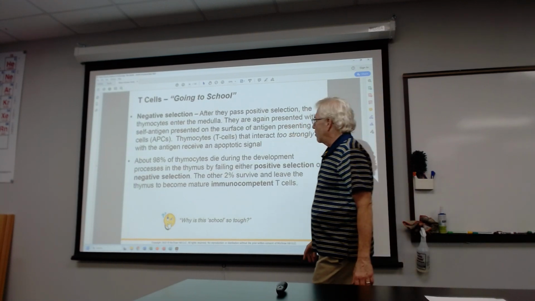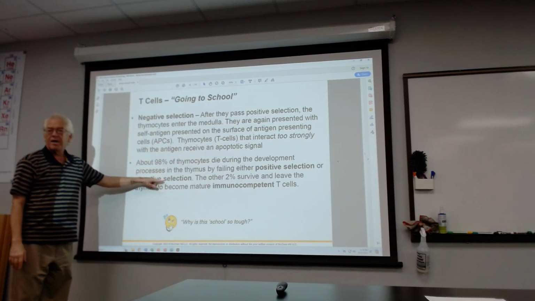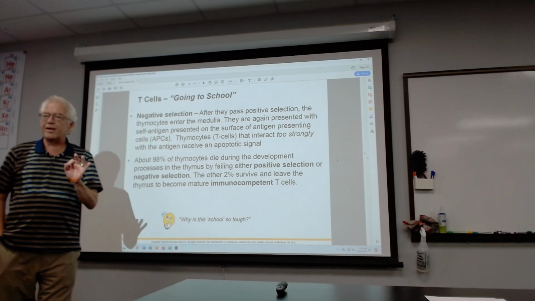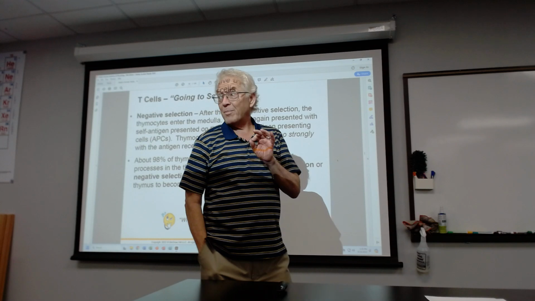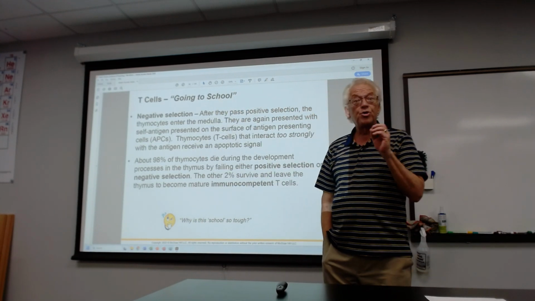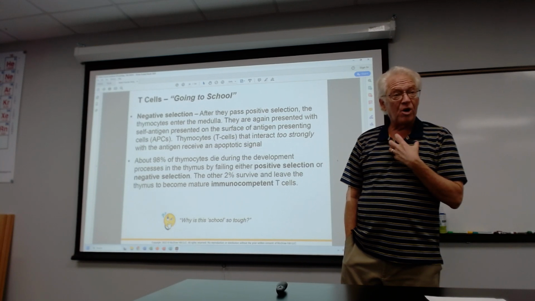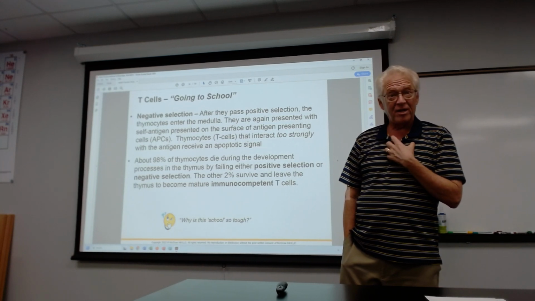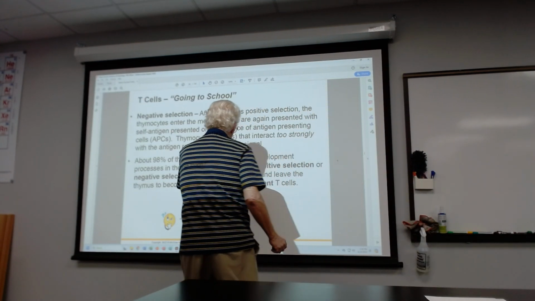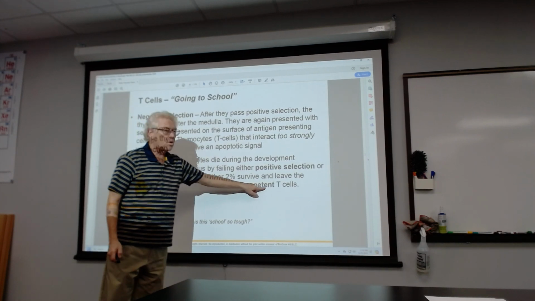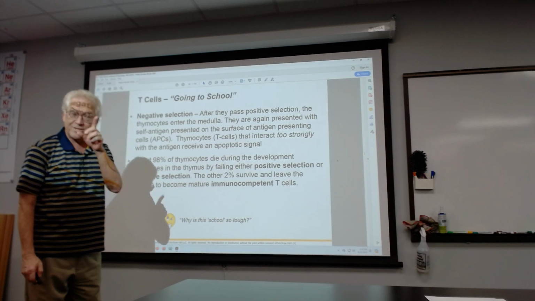Got it? So, what percentage don't make it through school? 98%. Only 2% of the T cells make it through T cell school. Because the body knows how incredibly important it is that you don't overreact and don't attack self. Because we call that an autoimmune disease. Okay? If you do that. All right? Okie dokie. So only the 2% survive as immunocompetent. All right? So that's what happens in school for T cells.